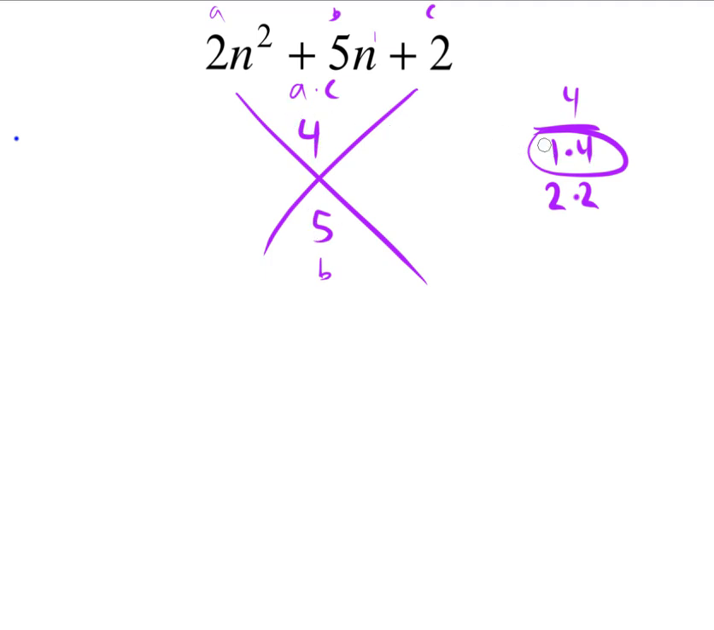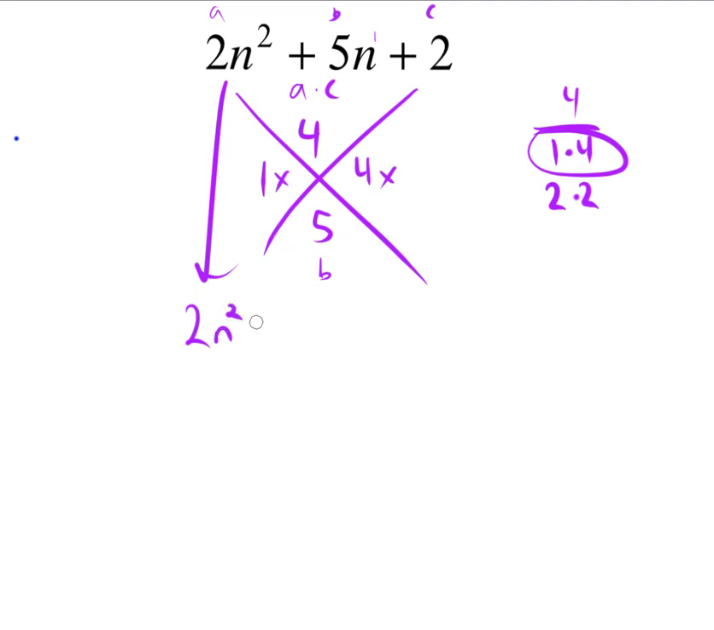So once again, I'm looking for two numbers that multiply to give me 4. They do. And they add to give me 5, because 1 plus 4 is 5. So yay! In this case here, I'm now going to put my 1x here and my 4x here. I'm going to bring down my 2n squared.